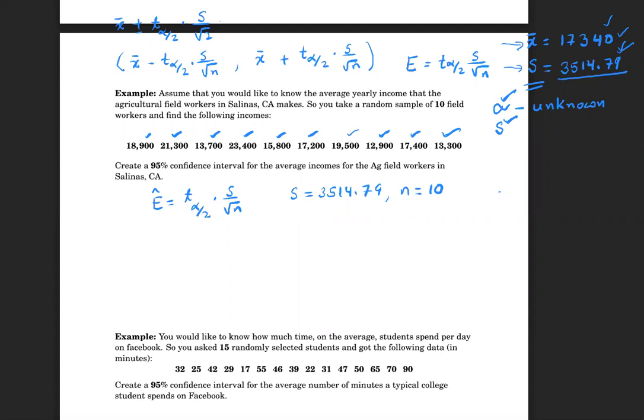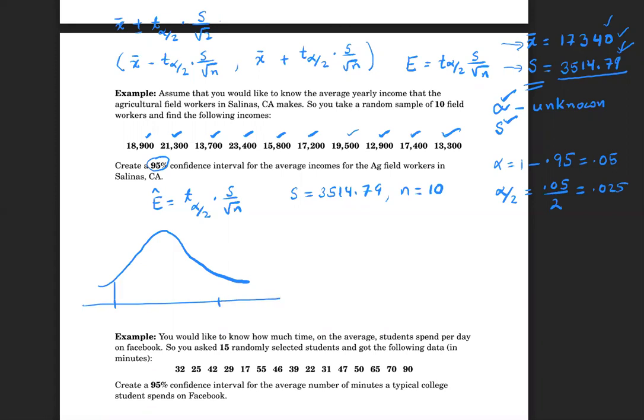Now, T distribution is kind of like a stretched bell shape. So you could think of it like that. Now, our confidence level is 95%. So alpha, the significance level, is going to be 1 minus the confidence level, 1 minus 0.95, which is 0.05, right? So alpha over 2 is going to be 0.05 divided by 2, which is 0.025.